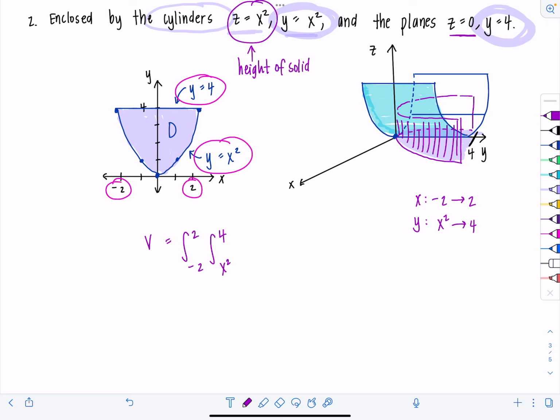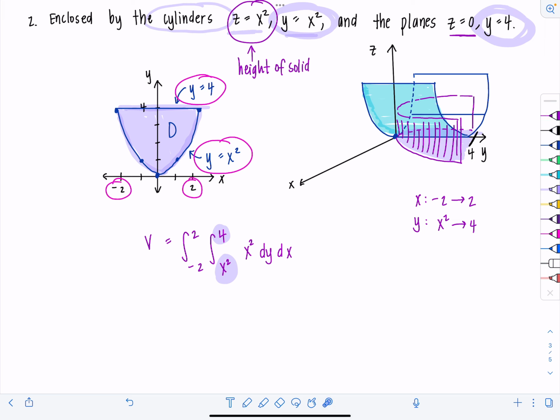Look, this is the lower limit. This is what bounds the region below. This is the upper limit. This is what bounds the region above. Then we have f of x, y. Remember, what's determining the height of the solid? Z equals x squared. And then we set up the order dy dx.